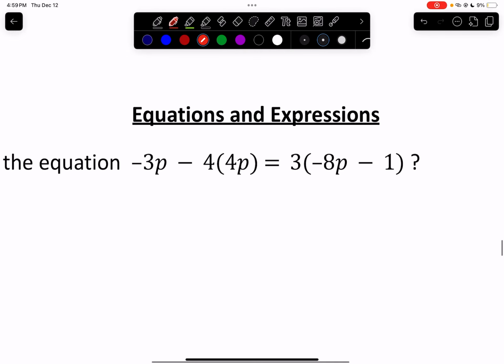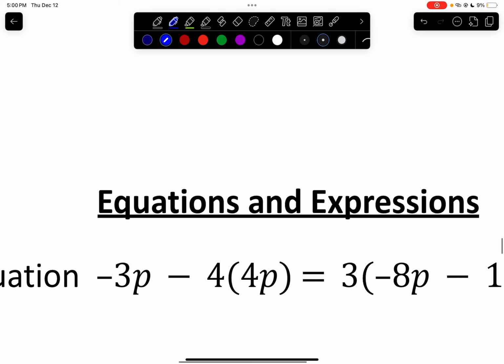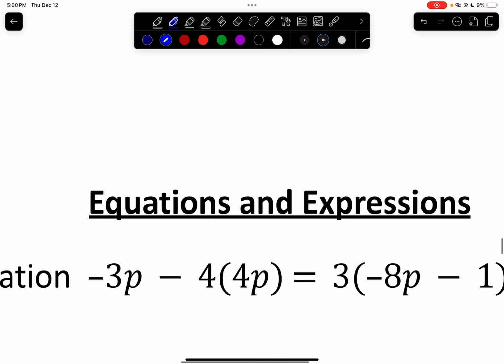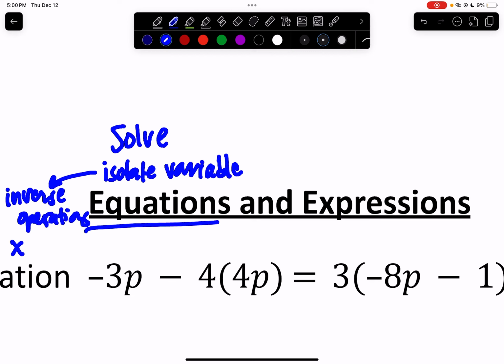Okay, on to equations and expressions. So I'm going to quickly review some vocab. If I'm trying to solve an equation, then I need to basically isolate a variable using inverse operations. My answer should look like x equals number.